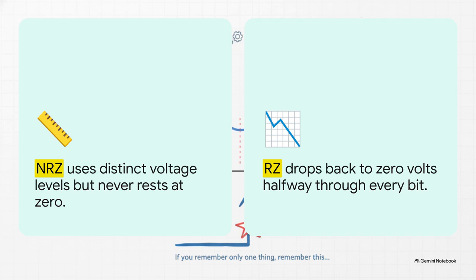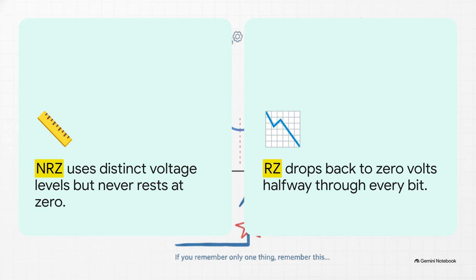But hold on, think back to our missing clock problem for a second. If you send 100 ones in a row using NRZ, you just get a flat, unchanging high voltage. Synchronization gets completely lost because there are no changes for the receiver to actually lock onto. To fix this massive flaw, engineers created RZ, or return to zero. Notice the critical difference here.